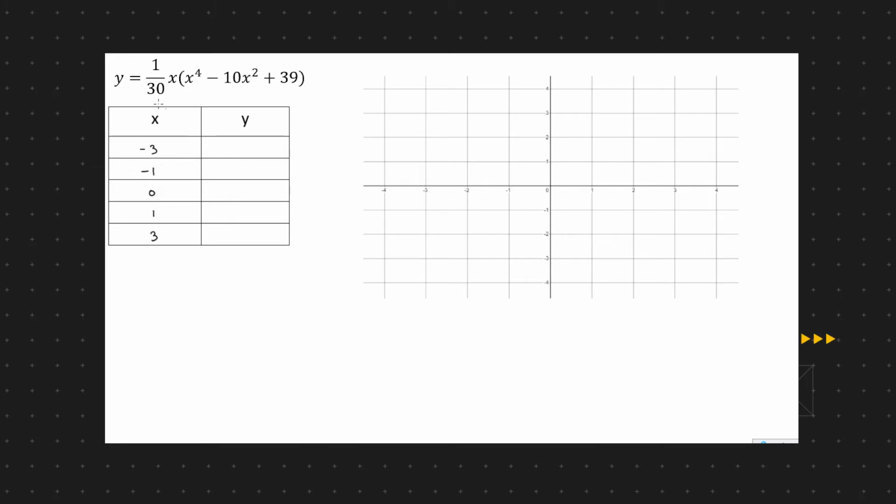If we substitute -3 into this equation, we'll get -3. If we substitute -1, we'll get -1. If we substitute 0, this will be equal to 0. If we substitute 1, we'll get 1. And for 3, we will get 3. So if we plot these points, at -3 we'll have -3, at -1 we'll have -1, then 0, then 1 and 1, and then 3 and 3. So you'll see that we will get here a straight line, which is not true.